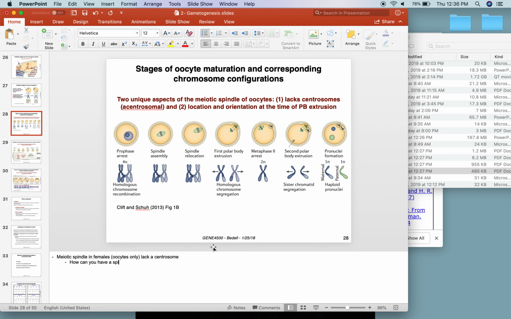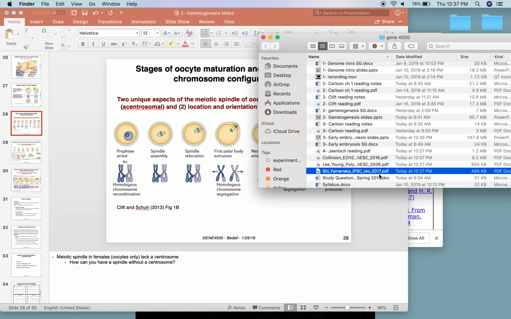Well, in some structure, were you going to say something? Yeah. So in some organisms, there's still a microtubule organizing center. But that has to happen. So it's functioning like a centrosome, but there is no centrosome.